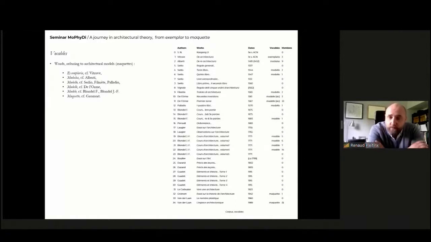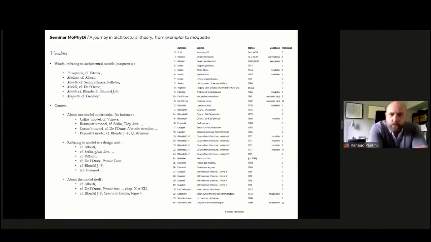For the sake of completeness, I shall point out that the word maquette also appears on the cover of the French edition of L'Espace Architectonique of Hans van der Laan. It mentions, I quote, sur la couverture, maquette de Stonehenge, end of quote. So we can say now that Hans van der Laan never actually wrote a word about any kind of model.